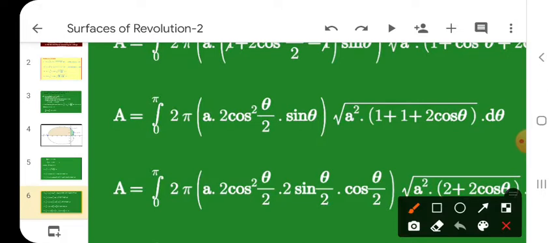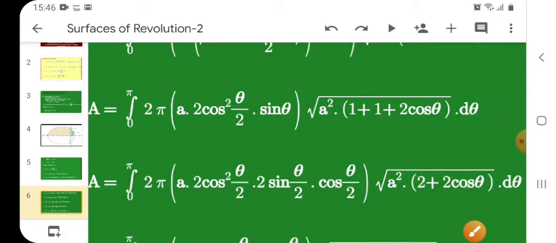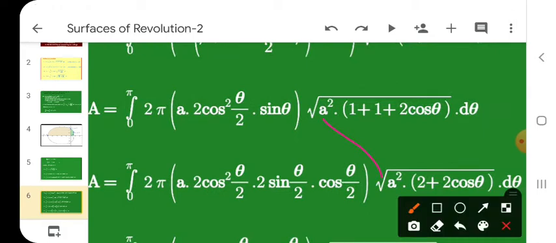Next. Same. Integral 0 to pi, 2 pi a, 2 cos square theta by 2. What is the formula of sin 2 theta? 2 sin theta cos theta. But here we have only sin theta, so I write 2 sin theta by 2 cos theta by 2. In the root, what do we have here? a square, 1 plus 1 is 2, plus 2 cos theta d theta. Next.